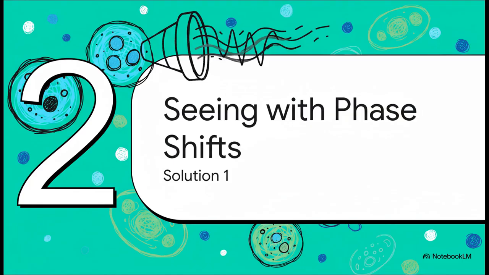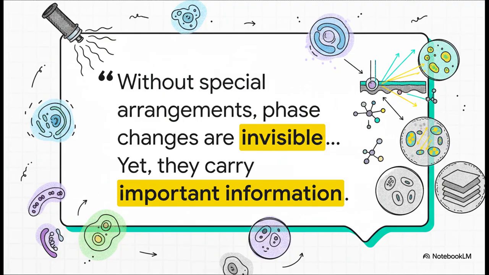Well, this brings us to our very first brilliant solution: figuring out a way to actually use those invisible phase shifts and turn them into something we can see. And this quote from our source material really just nails it. Without special arrangements, phase changes are invisible. Yet often these changes in phase carry important information. It's all about unlocking that hidden information.